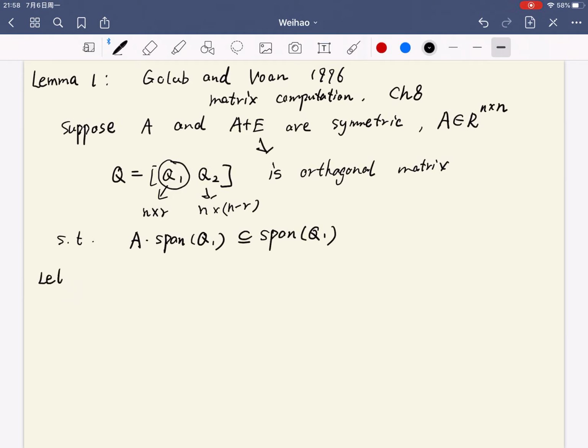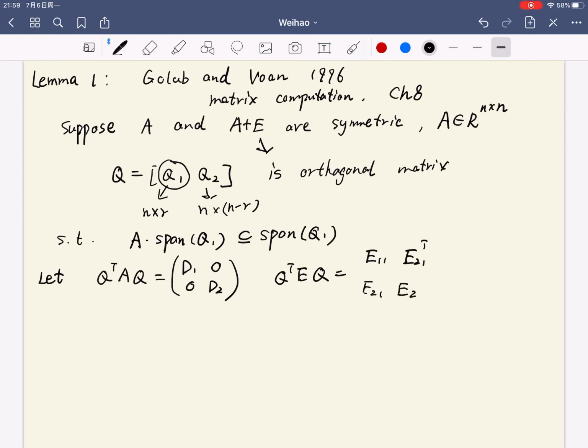And we let Q transpose A Q equal a block diagonal matrix. Also for the error, we have the following.